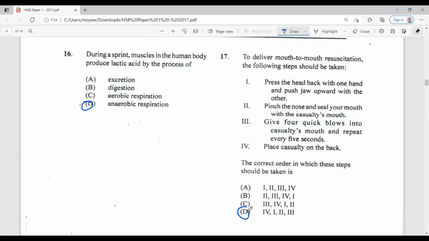The next thing we would do once they're on their back is press their head back with one hand and push the jaw upward with the other. After we do that, the next thing is we pinch their nose and seal our mouth over the casualty's mouth. And then the last thing we do is give 4 quick blows into the casualty's mouth. And there you have it, that's mouth-to-mouth resuscitation.